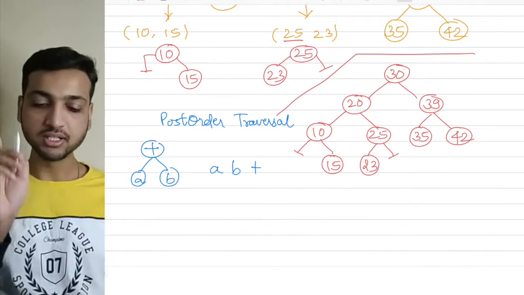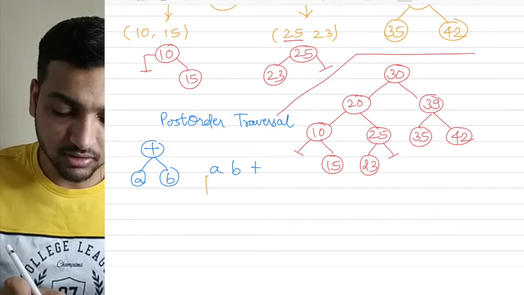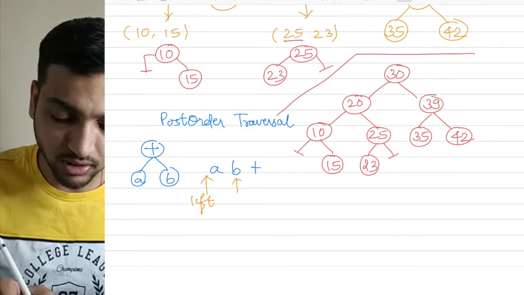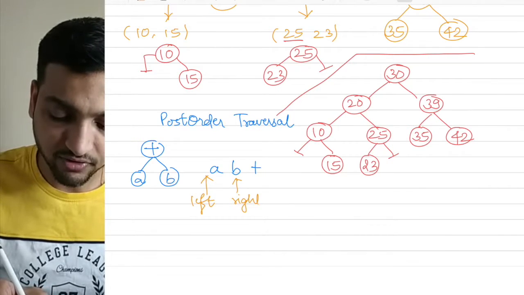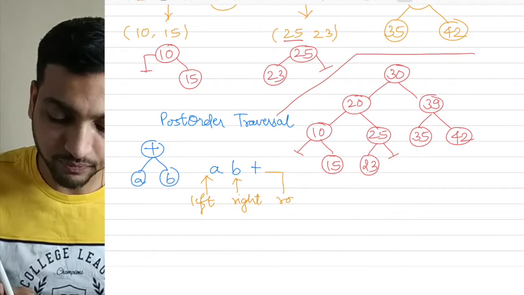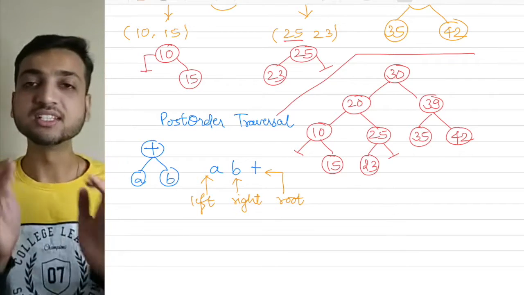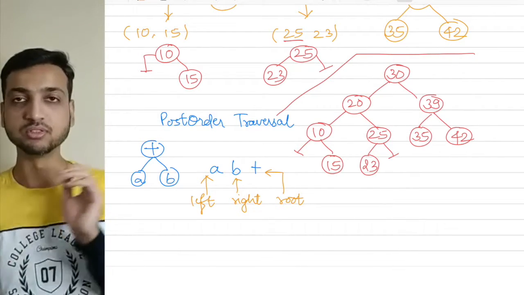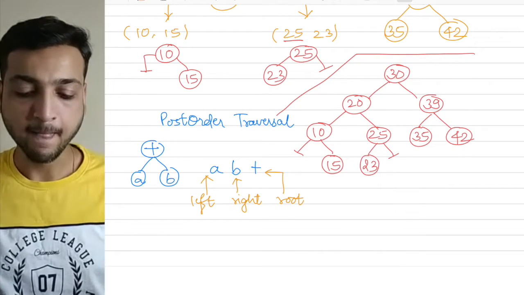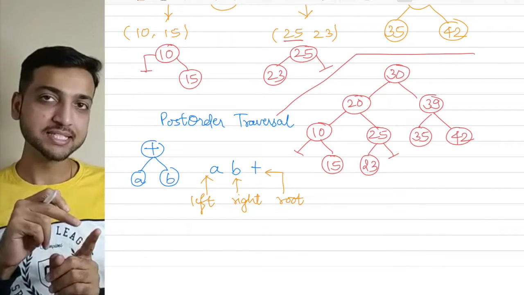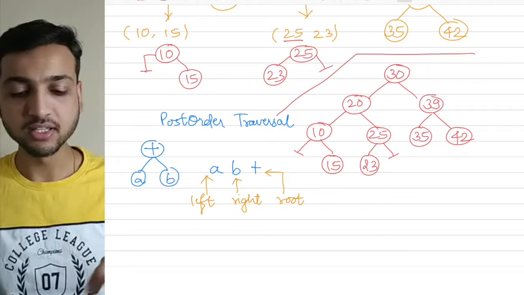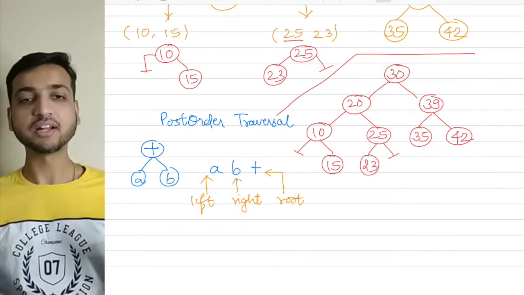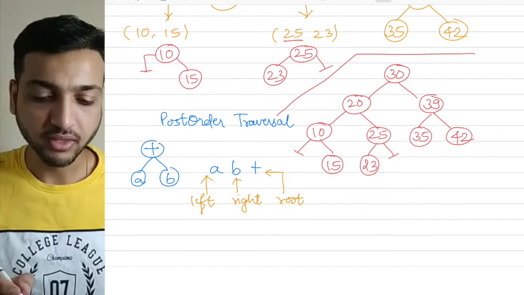The thing we have to note here is that first we visit the left, then we visit the right, and finally we visit the root. So the sequence of post order traversal is left, right, root. At the end we visit the root. Now we are going to apply this sequence to our binary search tree, and see what the post order traversal comes out to be. That is going to be our answer.